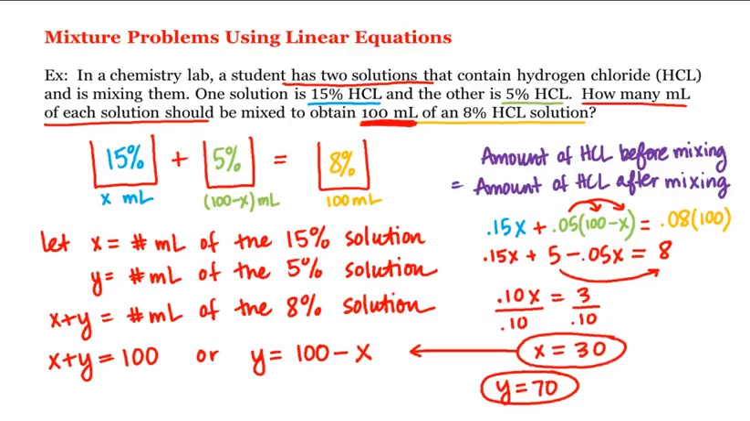And therefore, writing our answer up here, the student would need to mix X, or 30 milliliters of the 15% solution with Y, or 70 milliliters of the 5% solution in order to obtain 100 milliliters of the 8% hydrogen chloride solution. So this would be our answer here.